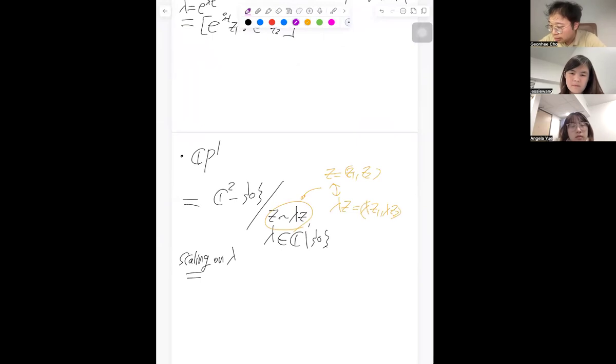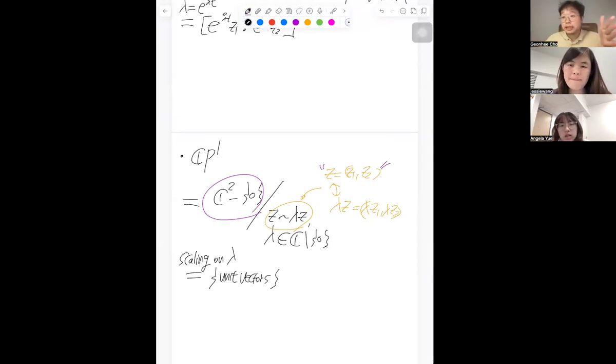Let me just repeat. This messy notation just means that we are collecting the pairs Z, and as long as one can go from one to the other by multiplying by lambda, we regard them as the same element. Is that okay with you? The second line means we'd like to make the scaling on lambda, so why don't we just collect the unit vectors? Is that possible? Yes, it's possible, because we can always multiply by a non-zero complex value. By making the corresponding scaling, we can always make this happen.